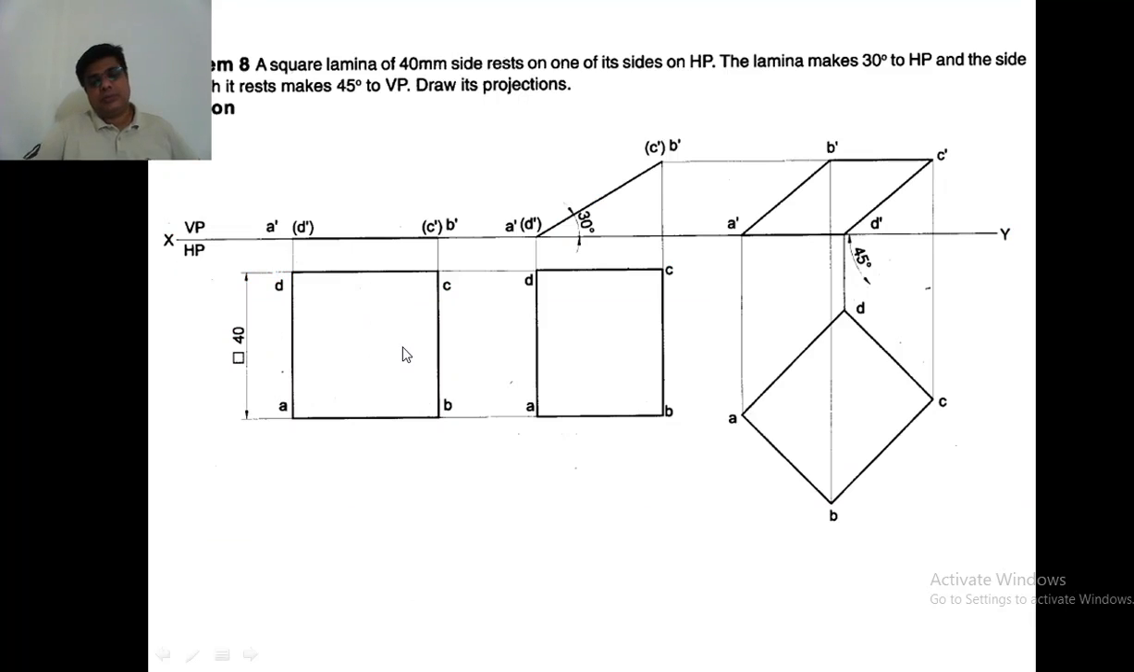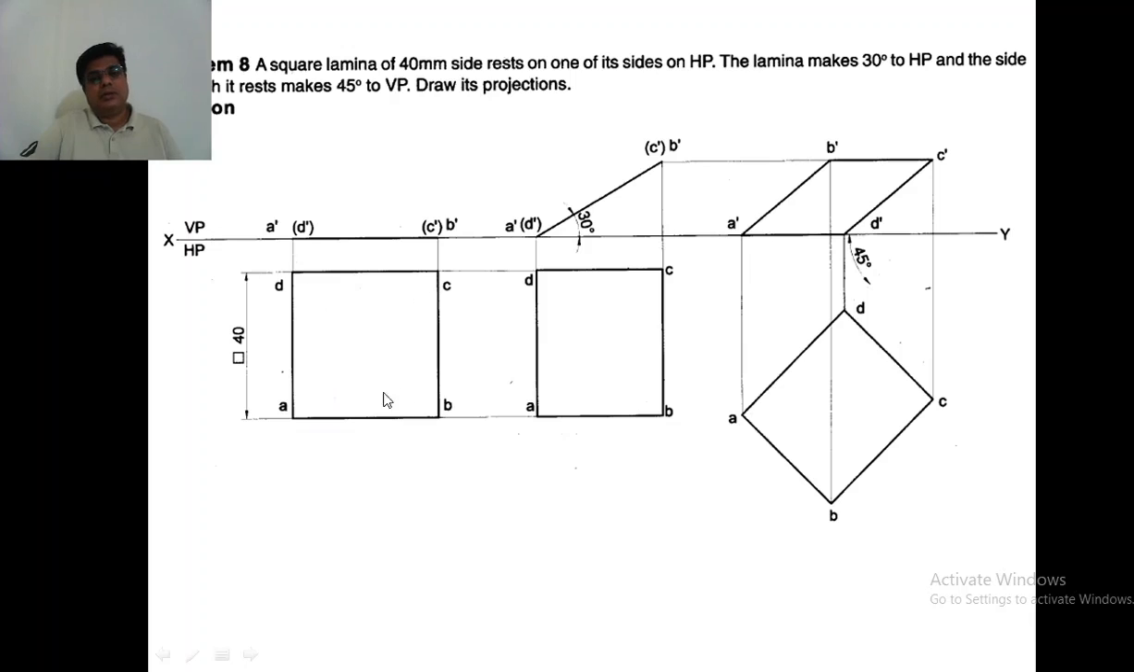In previous sessions we have seen a triangular lamina. In this session different shapes of plane are taken, but the procedure and the problem statement remain the same. I told you in the previous sessions that all the conditions will be the same for all the problems, but the only thing is that the shape will be changing. So instead of a triangular lamina, now it is a square lamina.